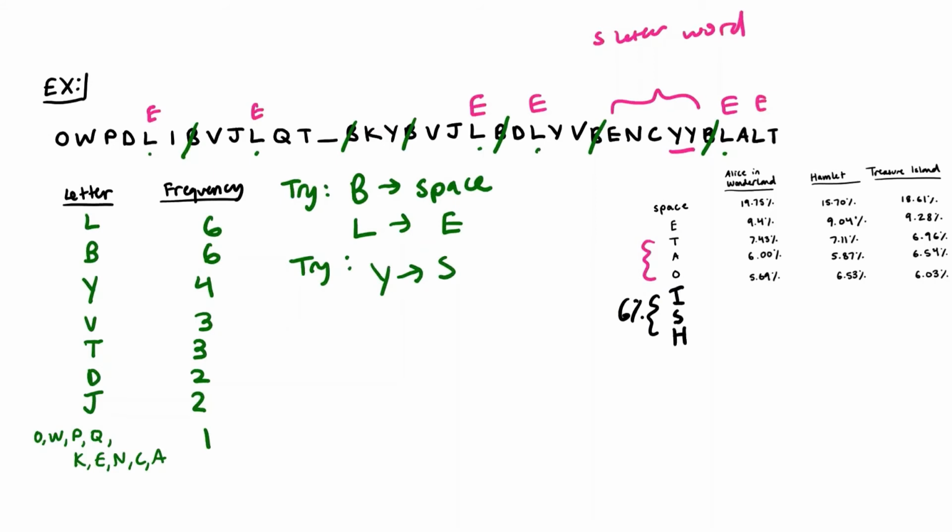So if Y is S, this is an S. Oops, I need my pink. This is an S. This is an S. And these two Y's are S's. Okay, so now looking, we have this word with an E, this word with an E, this two-letter word with an S. So the only options could be is or as. I can't think of anything else, but is or as makes sense.